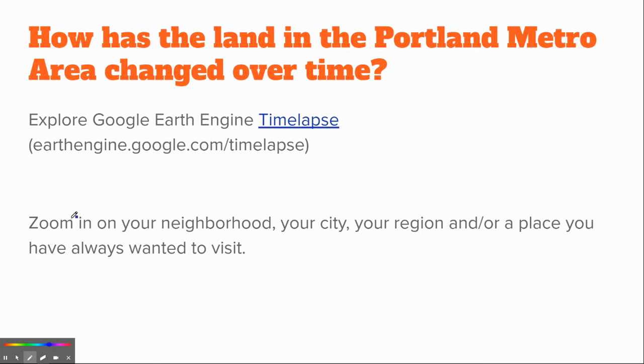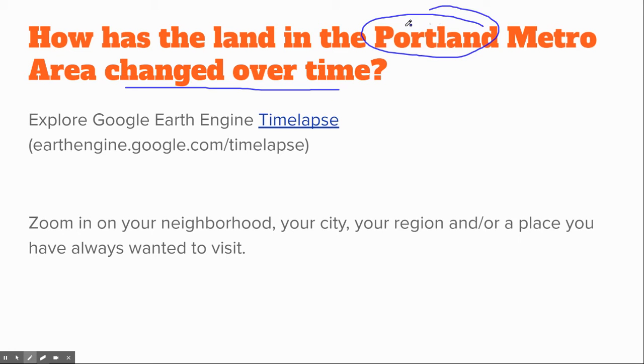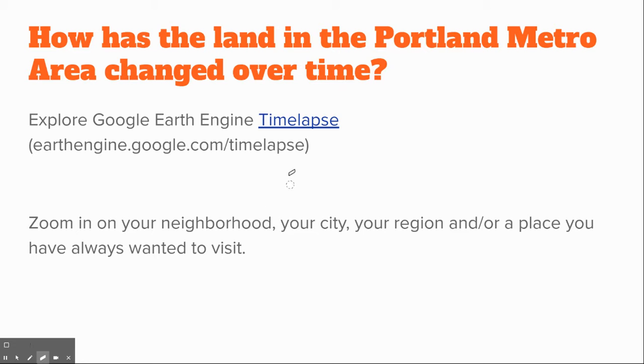Our anchoring question for this lesson is, of course, how has the land in the Portland metro area changed over time? And even though we're going to be looking at the Portland metro area, we can apply what we're learning to many different areas because we're going to be looking at time lapse from Google Earth Engine, and you're going to get the opportunity to even look here in New Mexico or anywhere on the map that you would like. So linked in your Google Classroom is the Google Earth Engine.